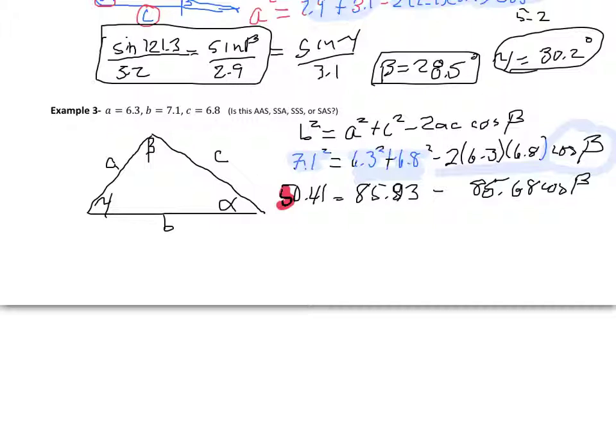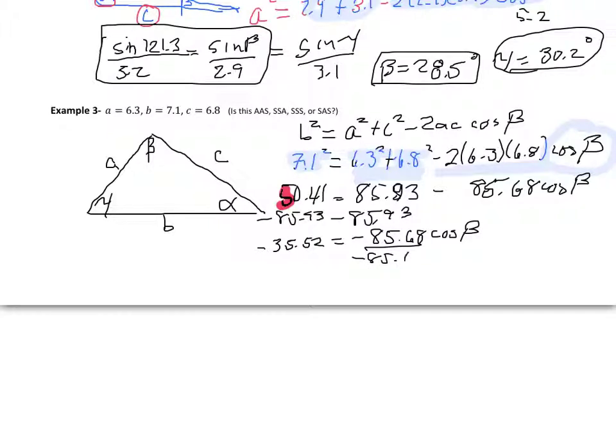Okay, so now we're going to subtract 85.93 from both sides. That gives us negative 35.52, and that equals negative 85.68 cosine beta. Now what do I do? Good. Now I have to divide by negative 85.68, and then we take the inverse cosine of that. And what does beta equal eventually? 65.5. Beta is 65.5.